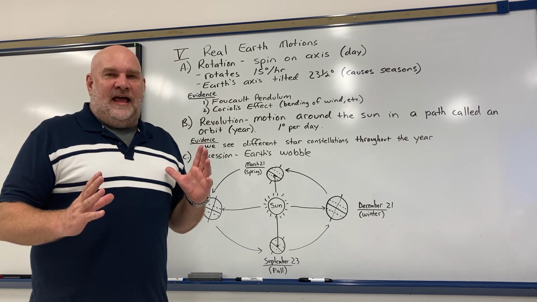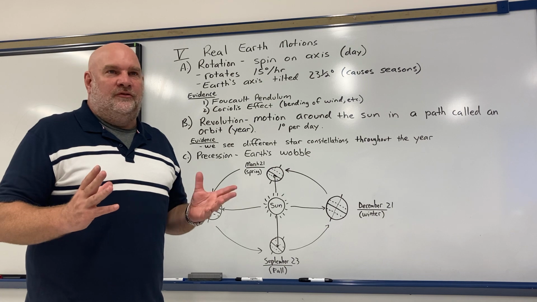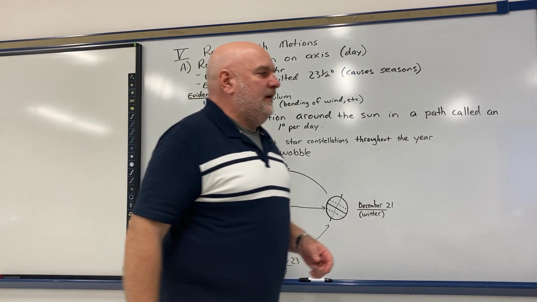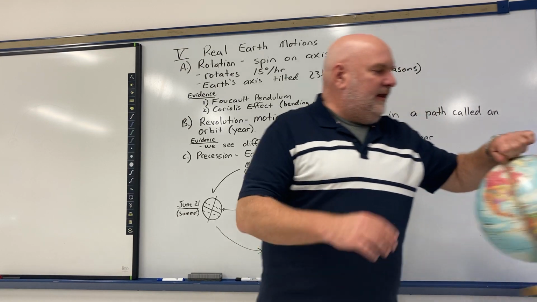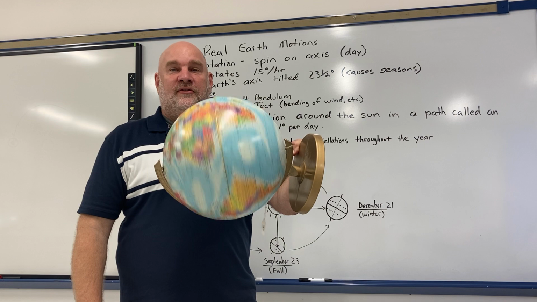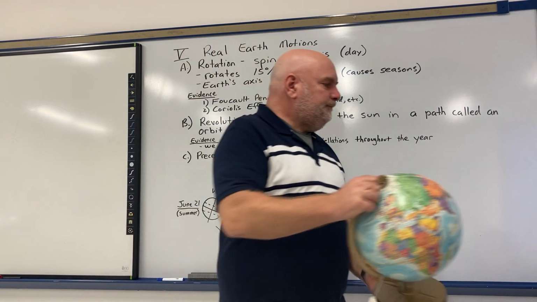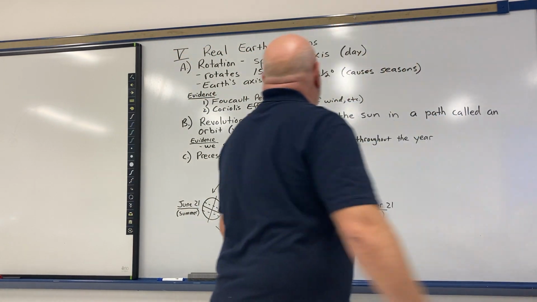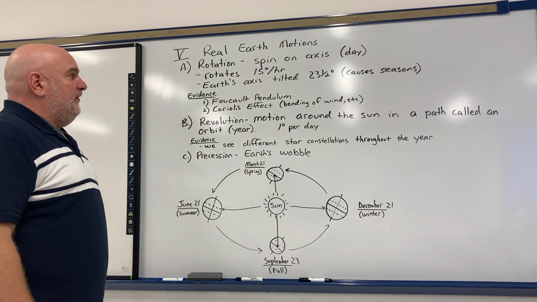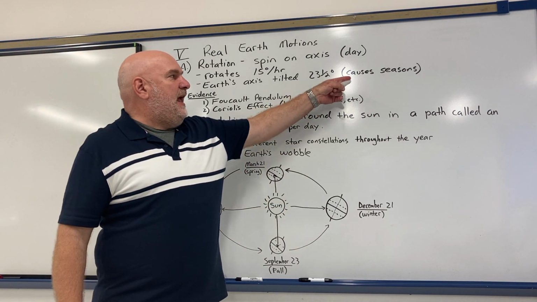All the other planets' axes are tilted to various amounts of degrees. Some of them are only tilted like 5 degrees or so. Other ones, like Uranus, are tilted at 90 degrees. So Uranus actually spins like this in its orbit. Now that tilt is significant because it's because of that tilt that we have the seasons.